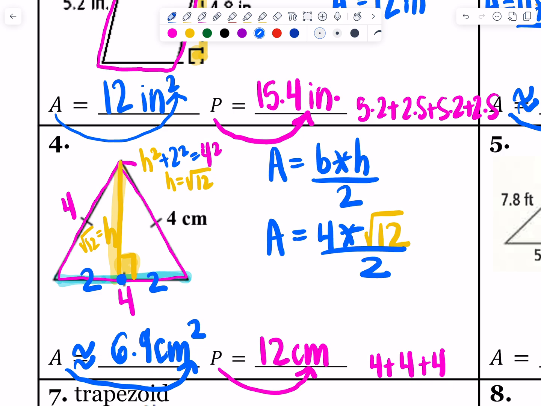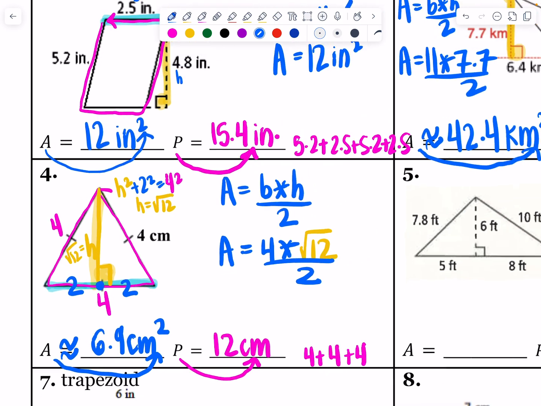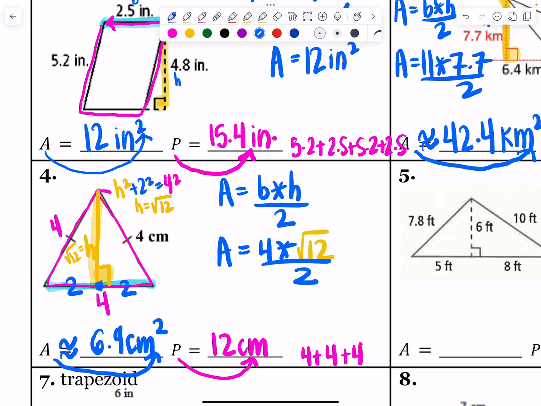So 4 times root 12 divided by 2. If you had rounded the root 12 and gone ahead and rounded it there, you would have gotten about 3.5, and then times 4 and then divided by 2 would give me about 6.9 as well. Okay, so it's not going to matter on that one. I wait and round it to the very, very end.